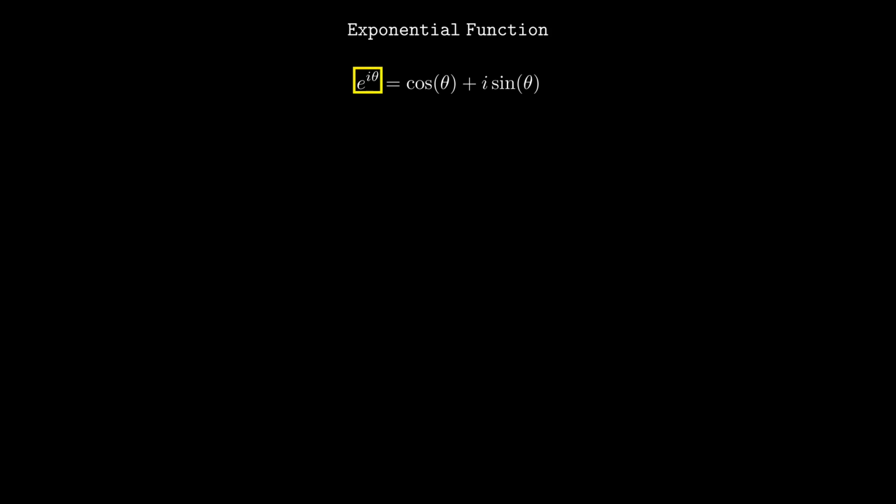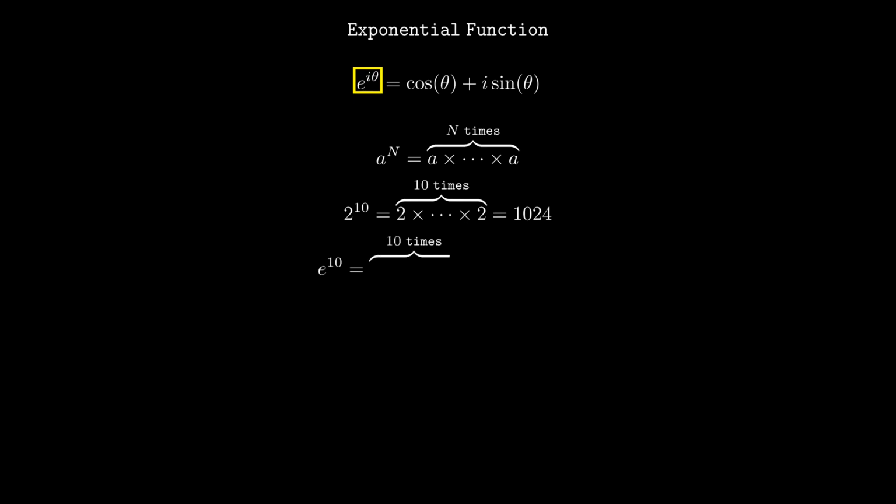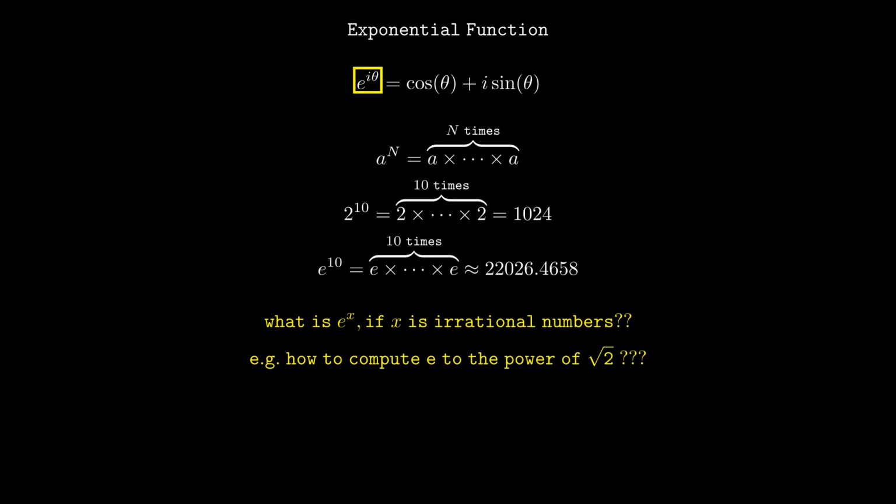For the case where the exponent is an integer n, just multiply the target n times. For example, to get 2 to the 10th power, multiply 2 10 times to get 1024. To get e to the 10th power, multiply e 10 times to get 22,026.4658. What if the exponent x is a rational number? For example, how to compute e to the power of square root of 2?